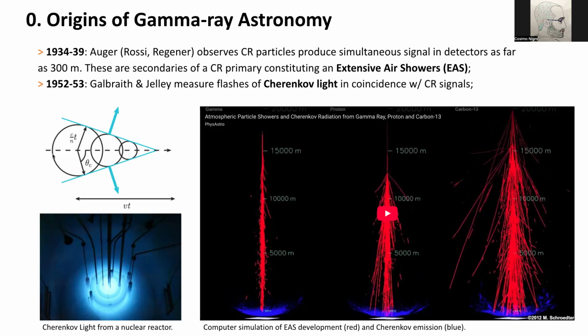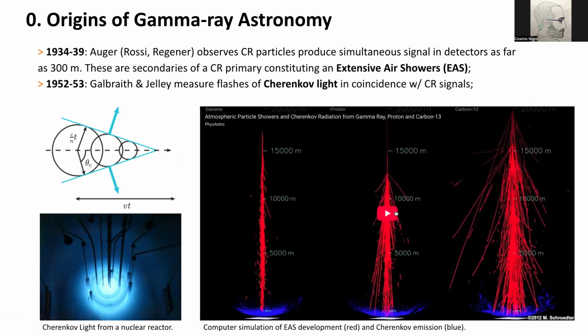So it's basically exactly like an airplane that moves faster than the perturbation that it produces in the air. So you get the generation of this electromagnetic front. The light that is generated is a thin light that peaks, let's say, in the blue wavelength. And you can see here an example from a nuclear reactor. In this case, the reactor is also producing particles that are then producing Cherenkov radiation.